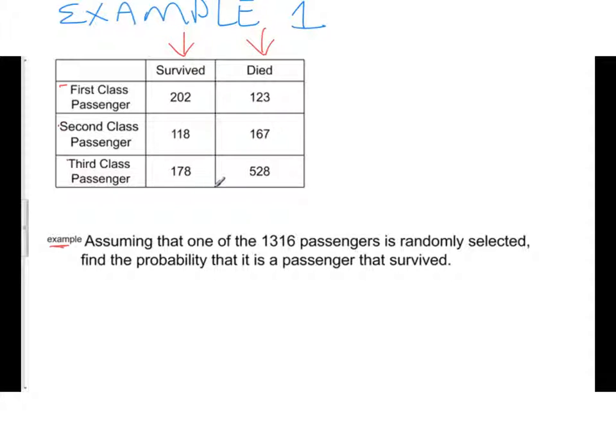So our question down here says, assuming that one of the 1,316 passengers is randomly selected, find the probability that it is a passenger who survived. So we're going to pick a person, any person. What is the probability that the person survived? It's not that morbid. I could choose much worse things. Okay. So, the probability that they survived.